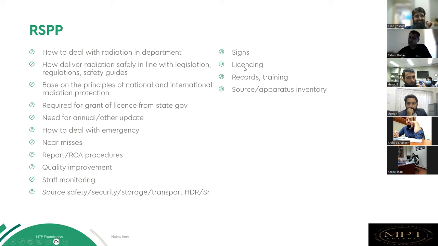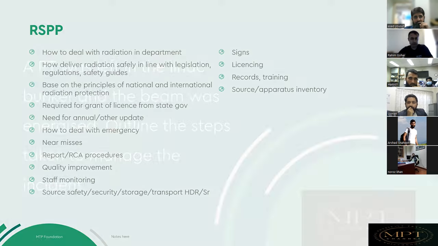But in some countries like here, you need a license to operate any radiation equipment. And the training records, if someone is doing an audit, and how you can make sure that we are doing refresher training and whatever. So these are some of the points the radiation safety plan should discuss.